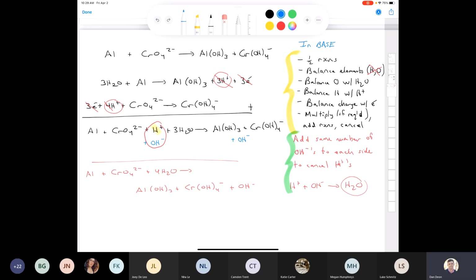Tally up the oxygens. We have 4 plus 4, which is 8. Here we have 3 plus 4 plus 1, which is 8. So those balance. We check out the charge. We have 2 minus total on this side. We have 2 minus total on this side. And that is our redox reaction balanced in base.